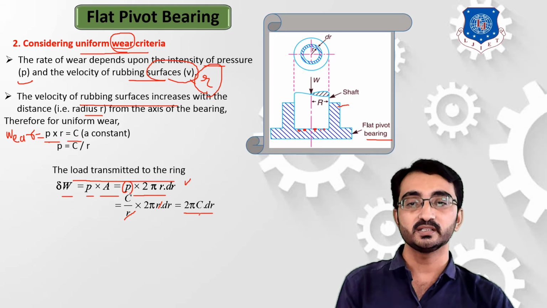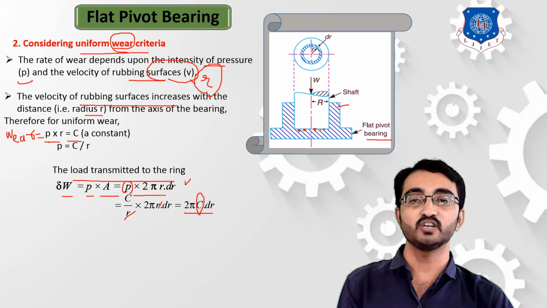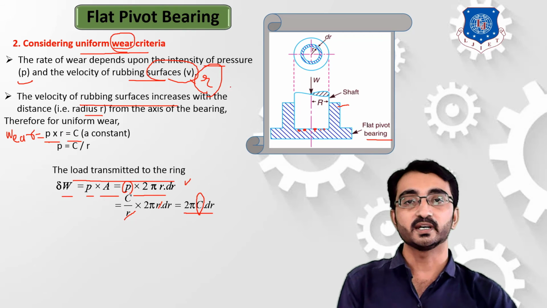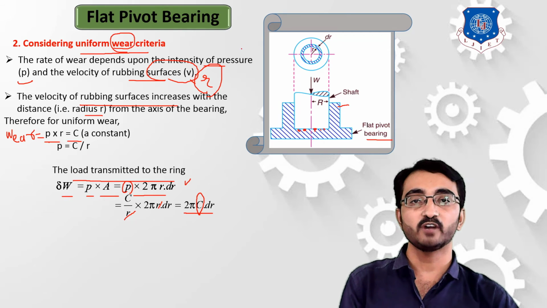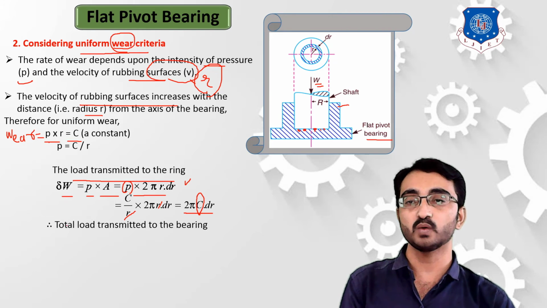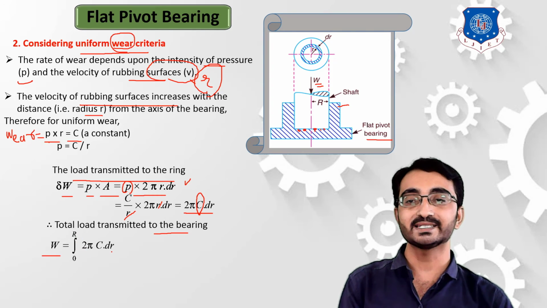Now in this equation we have to find the value of this constant. Here dW is the amount of load which is acting on this small ring. If you want to calculate the total load W which is acting on this body, then we have to integrate this load with limits of 0 to R. So we can simply put the total load which is acting on this bearing is equal to integration from 0 to R of 2 pi C dr.